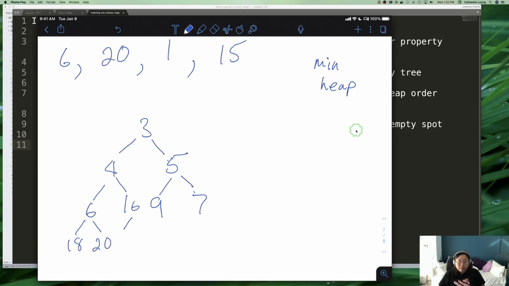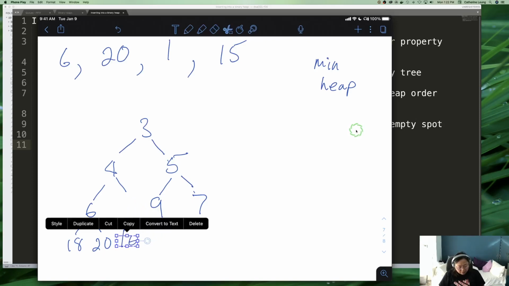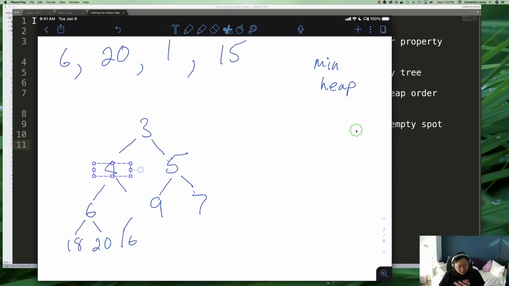Next one is 1. Can I put 1 here? The answer is no. 1 has higher priority than 16, so move the 16 down. Can I put the 1 here? The answer is still no, so we move the 4 down because 4 is lower priority than 1. Can I put the 1 here? The answer is still no because 3 is lower priority than 1. So we move it here, and then we have 1. And the last one, and then we're done, because once we reach the root, we're in. Next one goes here. Can I put 15 here without breaking any rules? The answer is yes, so we put it in.